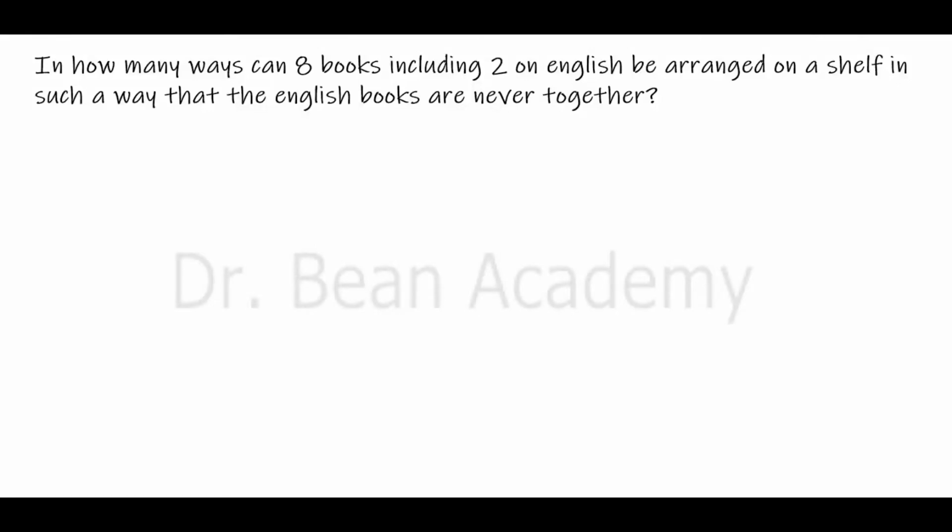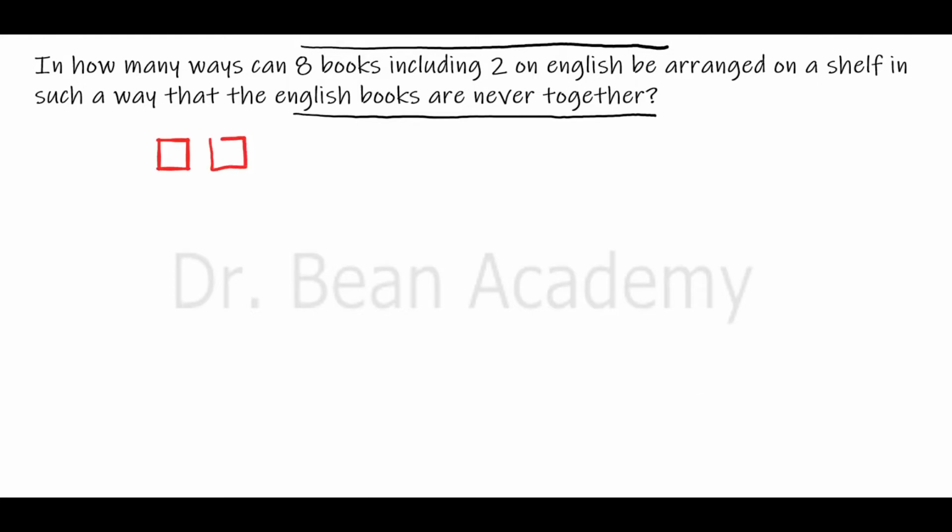In how many ways can 8 books, including 2 on English, be arranged on a shelf in such a way that English books are never together? So if I have 8 books, 1, 2, here is the third book, and then I have the fourth book. Suppose I have 2 books on English, and then I have 2 more books.